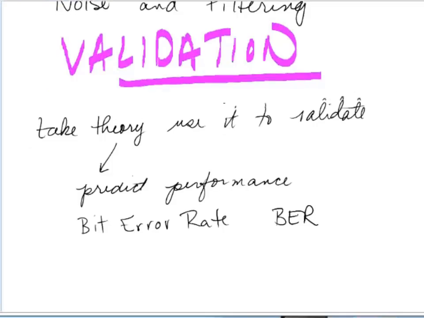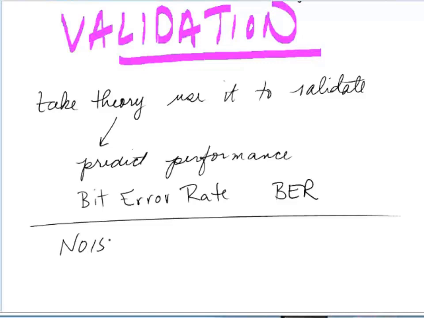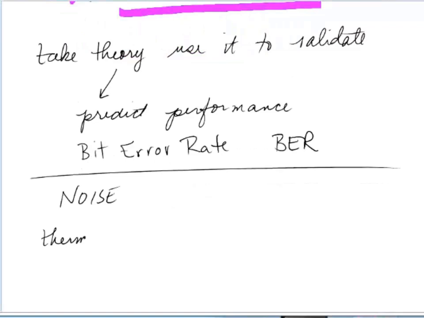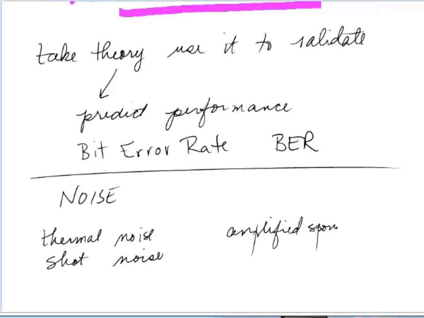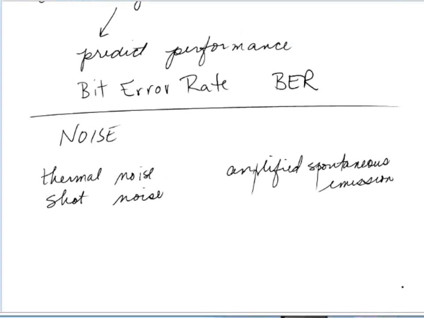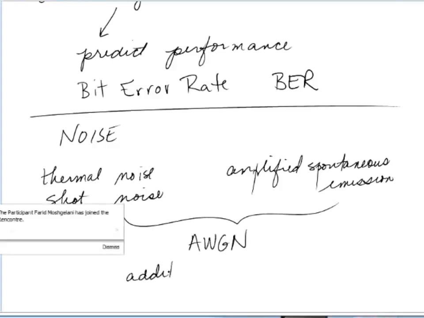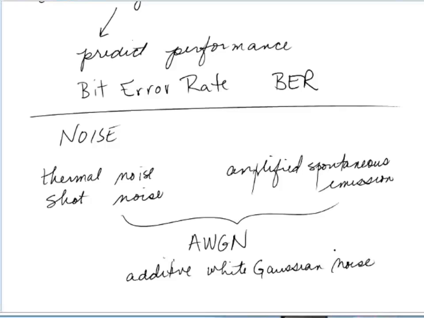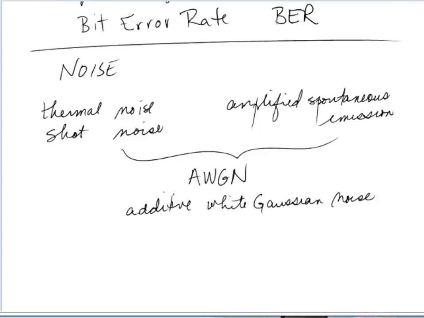So in terms of noise, which noises are we talking about? So today the focus is on noise. And on noise, we're going to be talking about thermal noise. We're going to be talking about shot noise. And we're going to be talking about amplified spontaneous emission. These are all additive noises, and in fact these three will be modeled universally as additive white Gaussian noise. So that's one of our first simplifying assumptions. However, it's a very good assumption for most of the regimes of interest in typical optical communication systems.